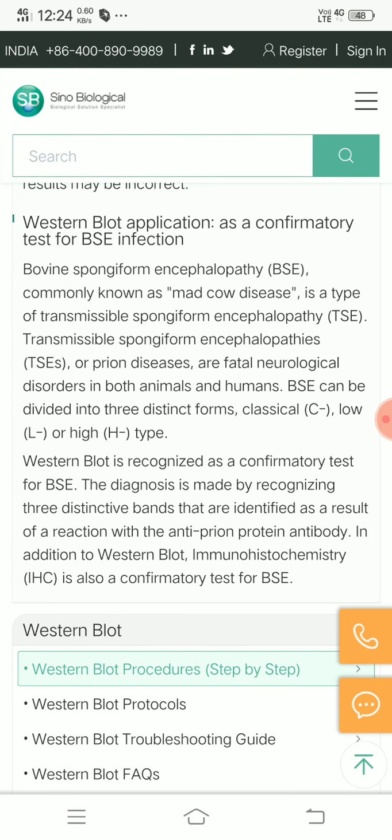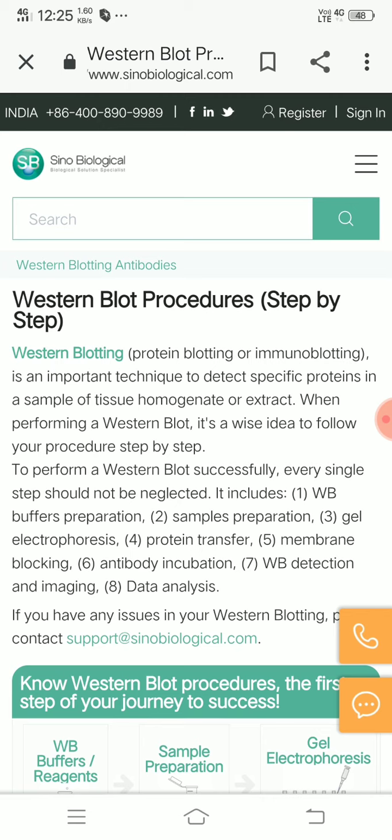This is bovine spongiform encephalopathy, commonly known as mad cow disease. It is the same as a prion disease. It is a neurological disorder that happens to human beings, and the Western blotting technique is used to detect this disease also.